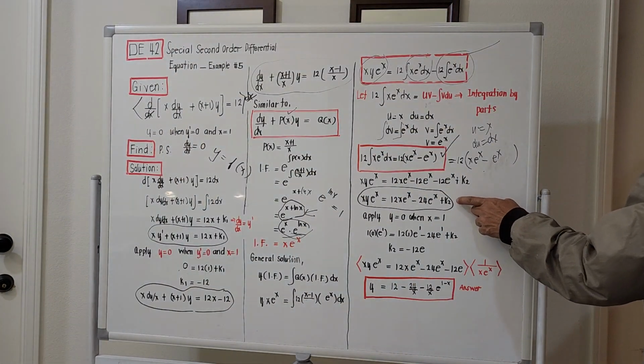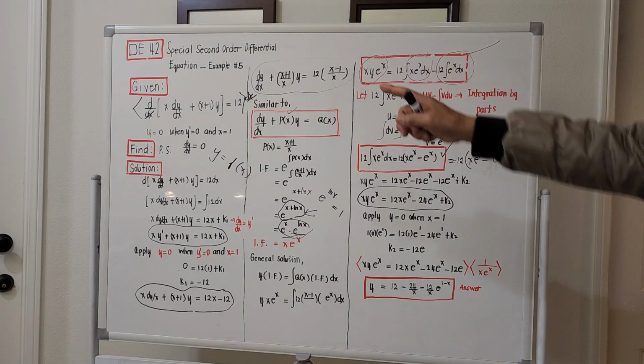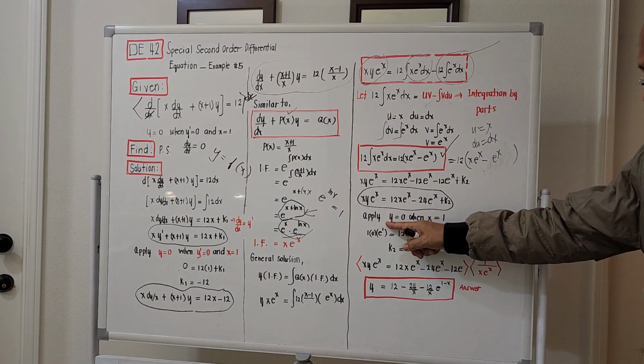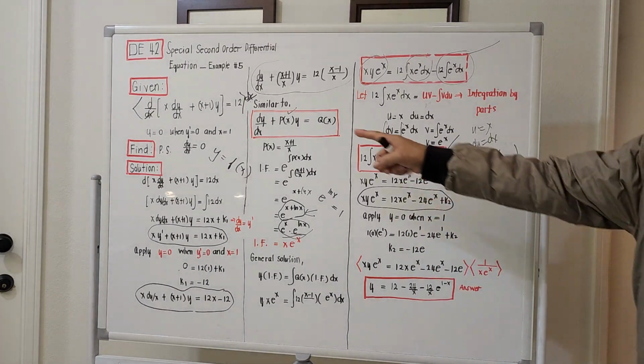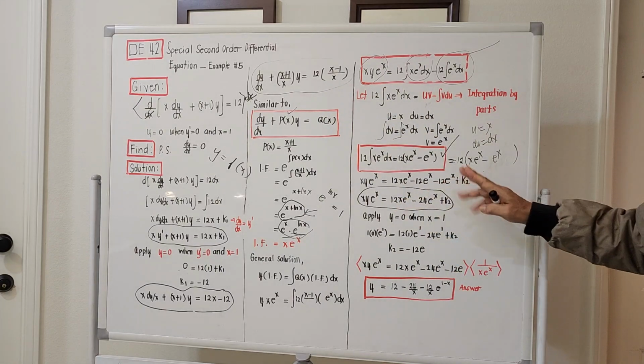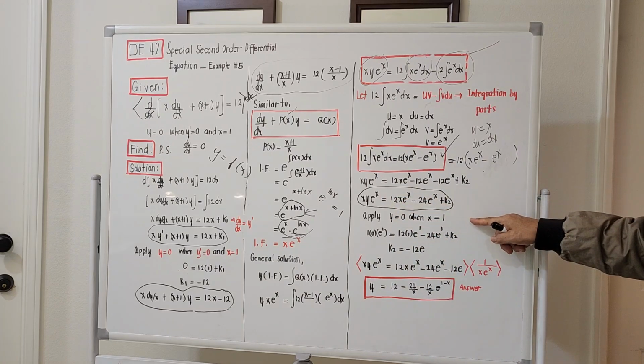The value of k2 is not known for the meantime. Okay? So to compute for the particular solution, we apply the condition y is equal to 0 when x equal to 1 and y prime is equal to 0. But there is no more y prime here, so we will just substitute the value y equal to 0 and x equal to 1. Okay?